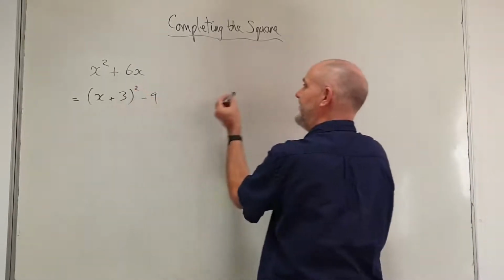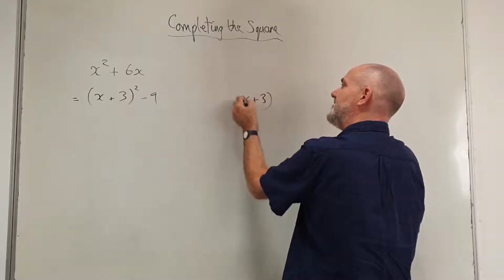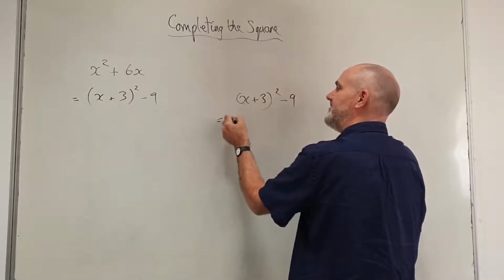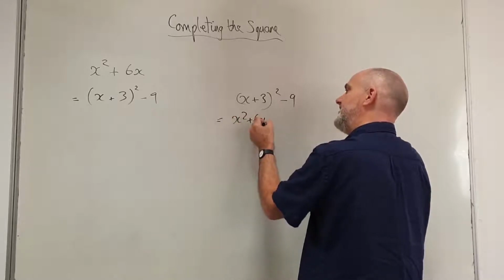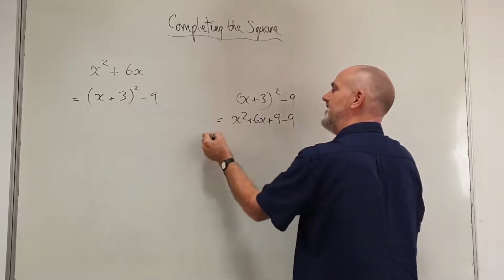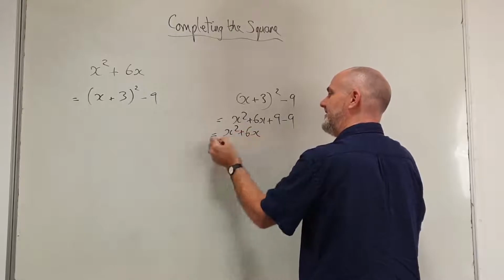So we've written this in this form. Let's just check x plus 3 squared minus 9. If we expand that, we get x squared plus 6x plus 9 minus 9. The 9s cancel, and we get x squared plus 6x.